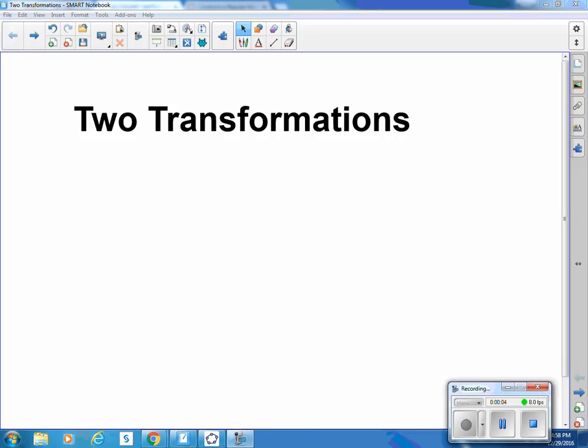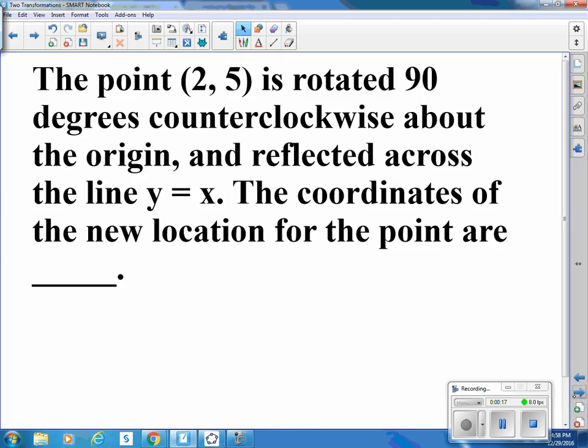This video clip practices doing two transformations on a single point and then finding the location of the transformed point. An example would be the point (2, 5) is rotated 90 degrees counterclockwise about the origin and reflected across the line y = x. Let's find the new coordinates. So (2, 5) rotated 90 degrees counterclockwise.